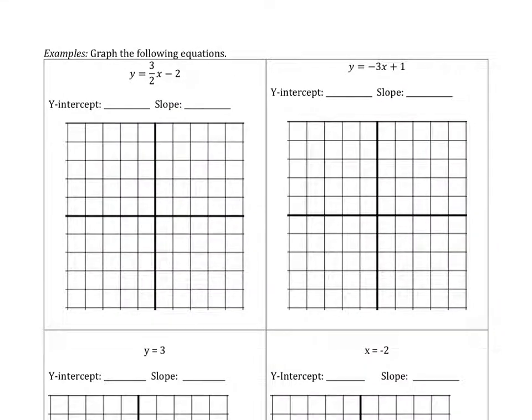So I'm just going to graph a few of these in slope-intercept form. First, what I would do is identify the y-intercept, which is -2, and the slope, which is 3/2. And what you want to do is start on the y-axis. The y-intercept is where it crosses the y-axis. So the y-intercept is going to be at -2. And then my slope is 3/2. So I'm going to go up 3, right 2. Up 3, right 2. And connect.